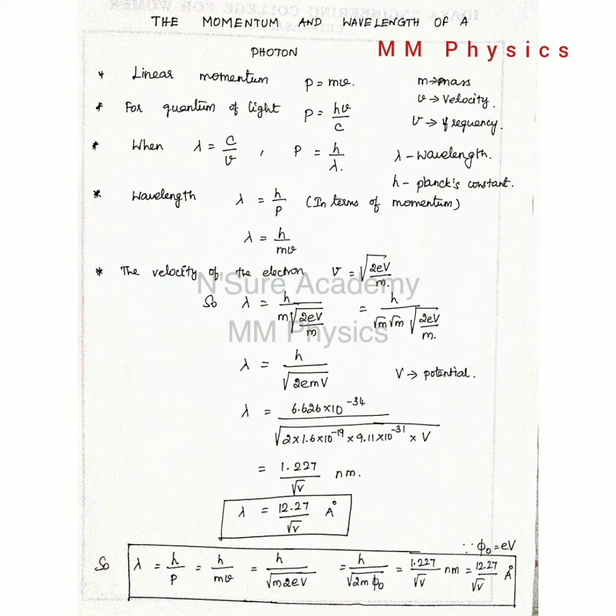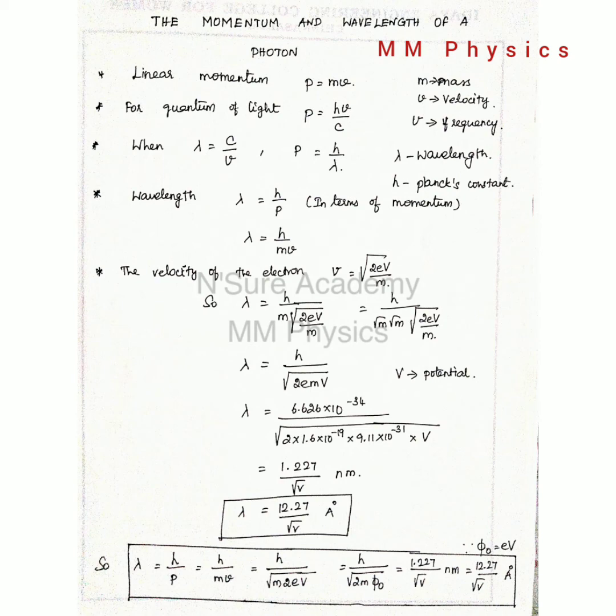2eV divided by m. So if we substitute the velocity value, then it becomes lambda equals h divided by m into root of 2eV divided by m. So if we again extend the m to root m into root m, and if we cancel the m which is at the denominator, then we'll get lambda equals h divided by root 2emV. What are all the terms in it?